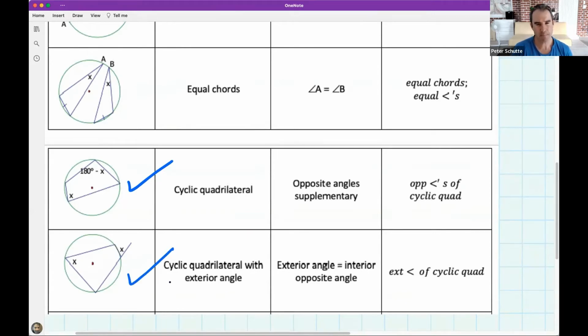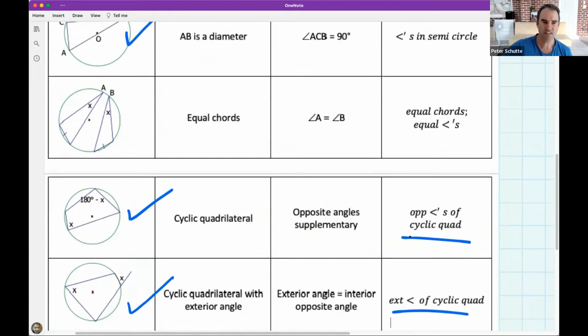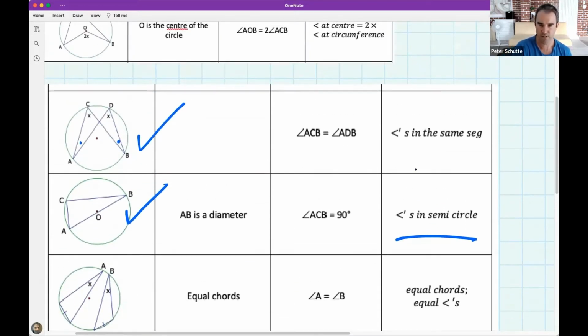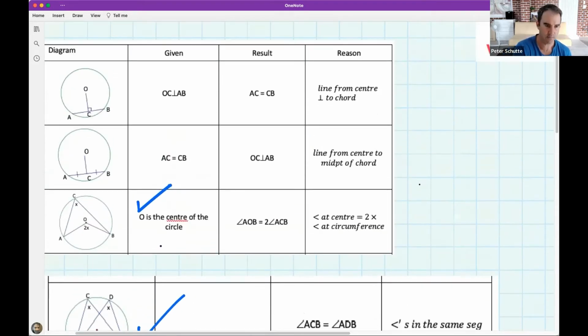Give me a thumbs up if those ones that I've ticked all look familiar. I just want to check. We haven't started using these fancy names yet, but I just want to see that you remember at least seeing those types of facts before. I want to see thumbs down if you don't remember seeing them, and thumbs up if you feel like, okay, no, I've seen this. I just want to get a feel for that. Okay, good.